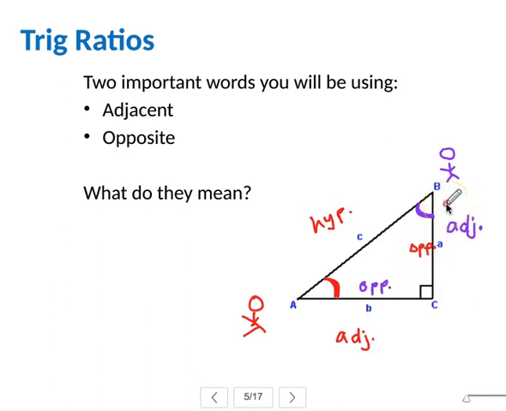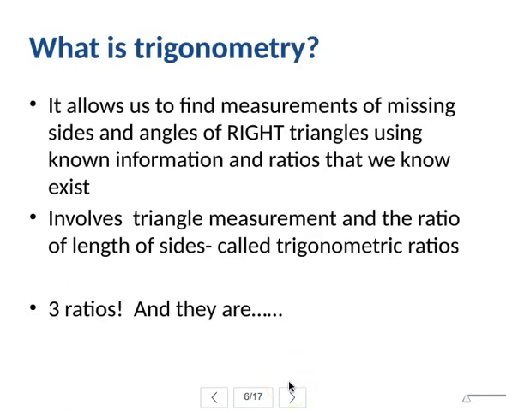It's important we know these because when we start talking about trig ratios, we're going to use these words. We're going to use adjacent and opposite when we set up our trig ratios. So again, what is trigonometry? Trigonometry is the study between angles and sides of triangles, and it allows us to find measurements of missing sides and angles of right triangles when using known information and ratios that we know exist. Trigonometry involves triangle measurement and the ratio of lengths of sides called trigonometric ratios.